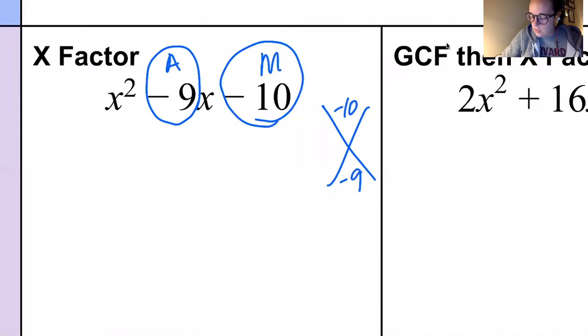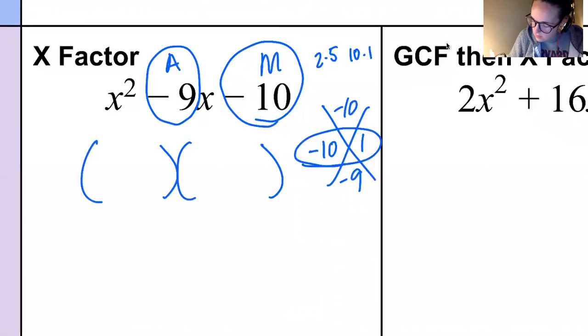So 10 is like 2 times 5 or 10 times 1. If I'm trying to get 9, I need the ones that are close together, 10 and 1, right? And I need it to be negative 9. So negative 10 plus 1 would be negative 9. So these are my numbers I'm going to use. So I'm going to break it into two pieces. I would have x minus 10, x plus 1, right?